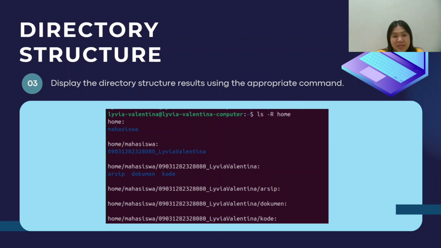And the third question is, display the directory structure results using the appropriate command. I use the ls -R home command to display the directory structure recursively, starting from the home directory. The results show the home directory contains the mahasiswa directory, and the mahasiswa directory contains the directory nim_nama, 09031282328080 Lyvia Valentina. And the directory nim_nama has three subdirectories: archive, document, and code. The purpose of this command is to verify the directory structure that has been created, ensuring all directories and subdirectories are arranged correctly.